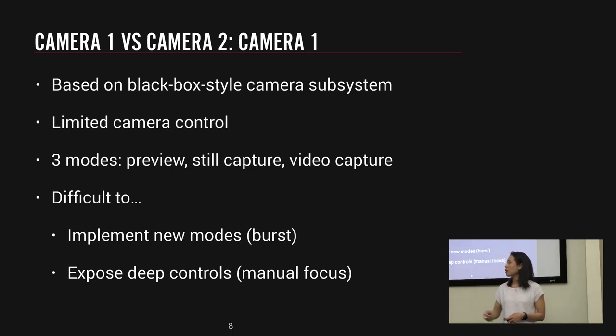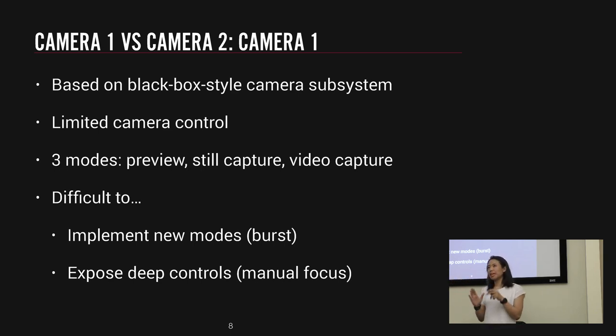A big example that people were buzzing about when Camera 2 came out was this idea of finally getting burst mode. Now, burst mode is this idea that you want the camera to take a certain number of images in a short amount of time. If you think about the three modes that we had with Camera 1, preview, still, and video, if you think about still, you're taking a single static image.